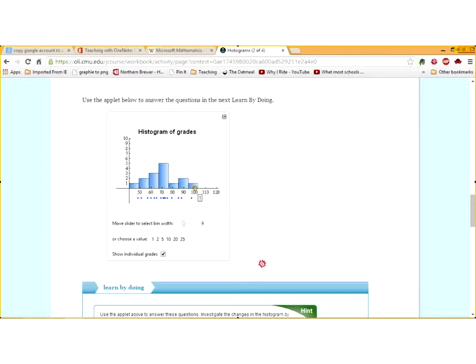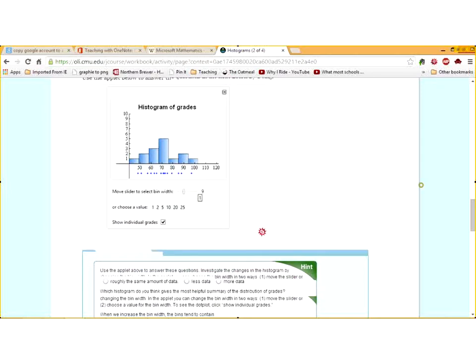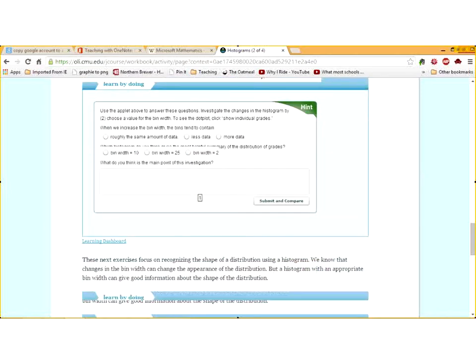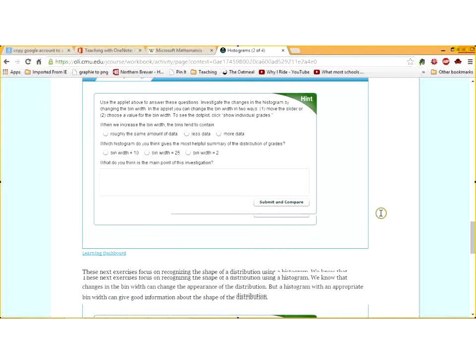In order to do that, you have to have the CDF player installed on your computer. I wasn't able to get it to work with Firefox and OLI, but this is what I'm in now is Chrome, and it seems to be working quite nicely. That one disappeared.